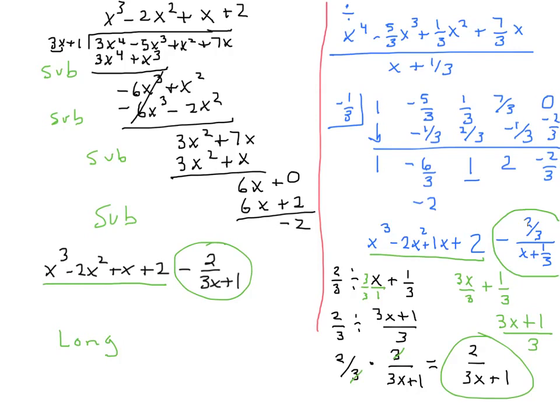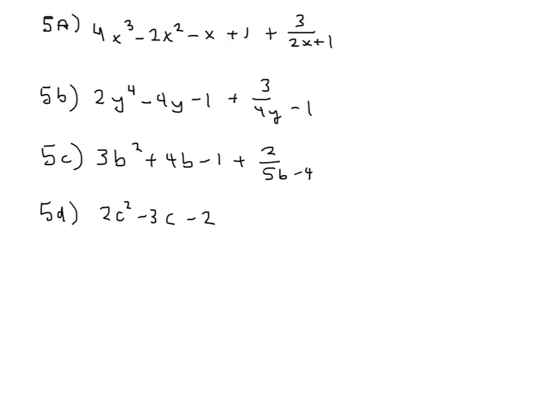Okay, pause the video and do check your progress. Okay, these are the answers to check your progress. One thing to note, on 5A, if you were using long division, you may have run into an issue because you're taking 2x plus 1 and you are dividing into 8x to the fourth. Notice that there is no x to the third. You might want to put a 0x to the third minus 4x squared plus x plus 4.